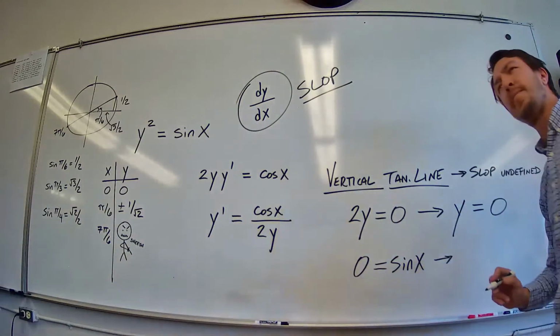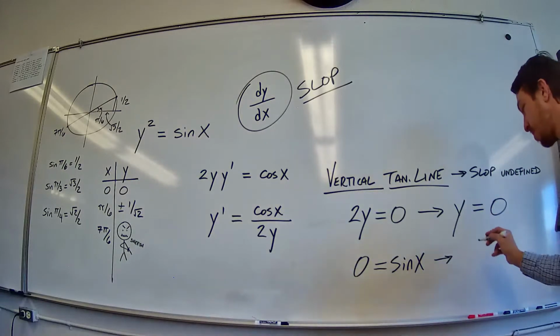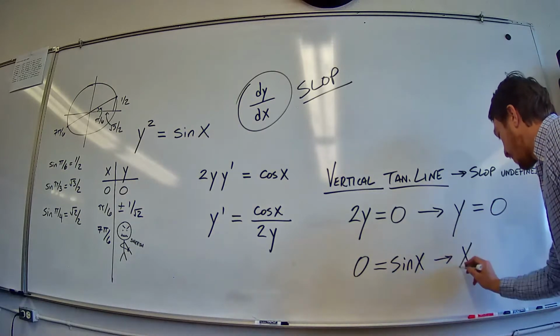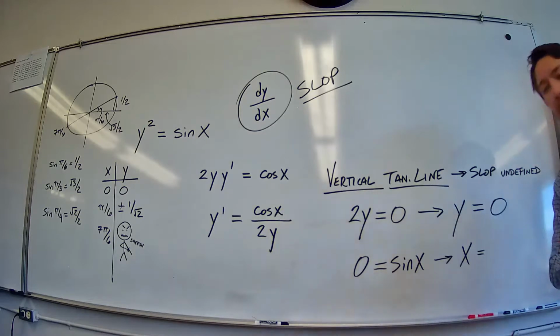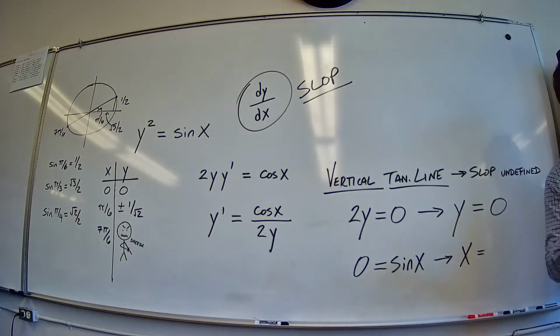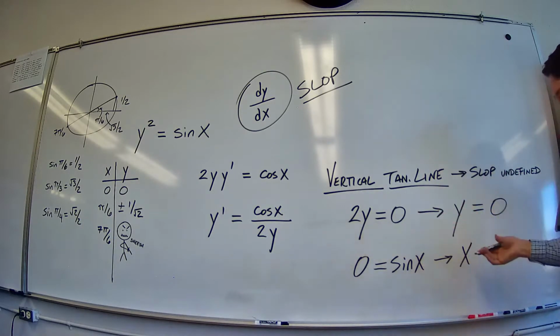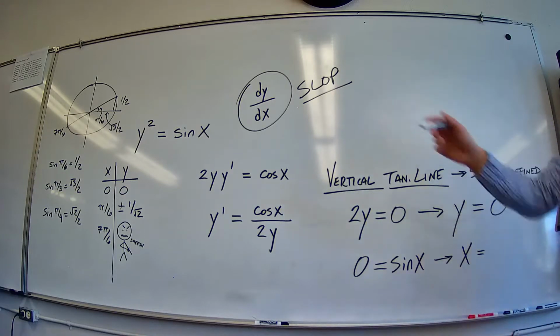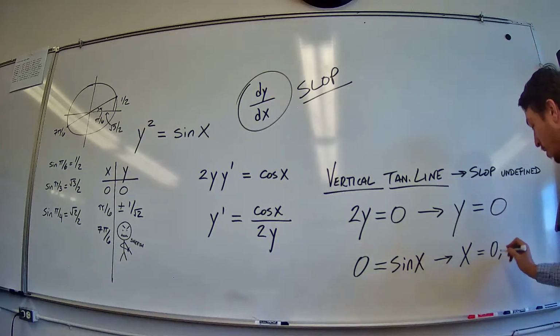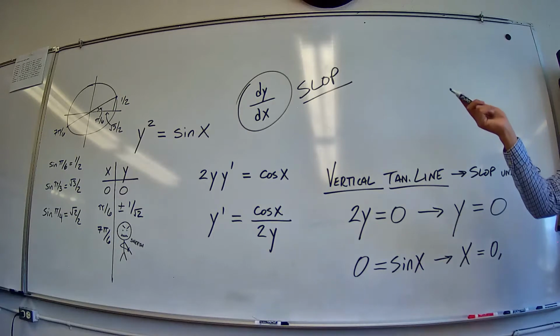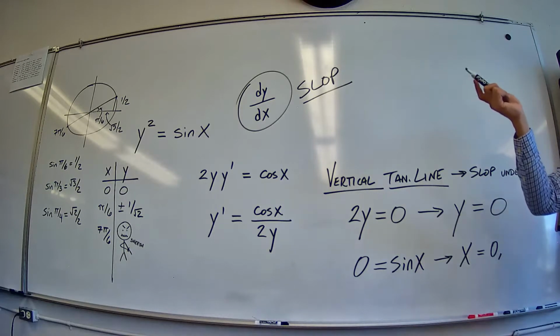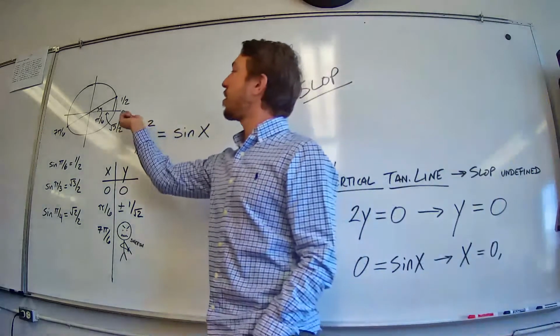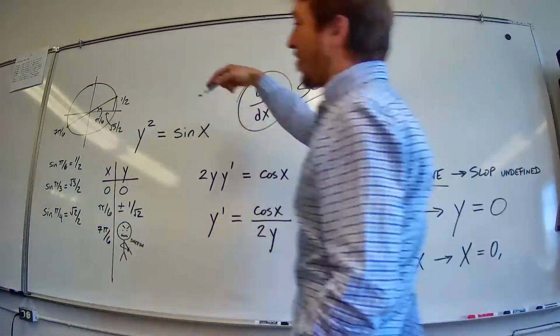But wait a second. How many numbers have a sine of 0? Quite a few, a lot. There's an infinite number. So let's describe that set of numbers. We already got 0. When's the next time we get a sine value of 0 on the unit circle? Pi.